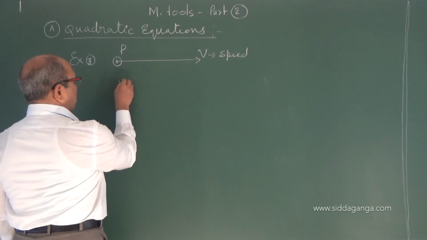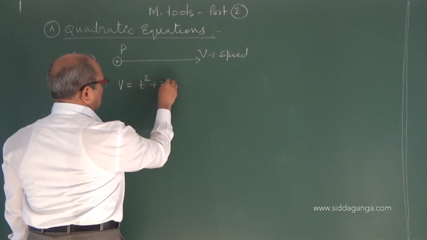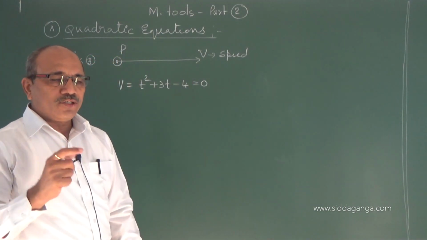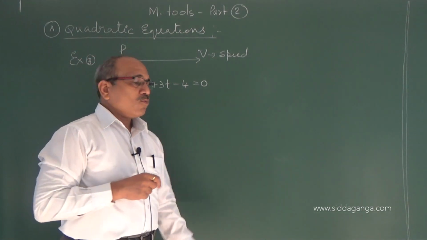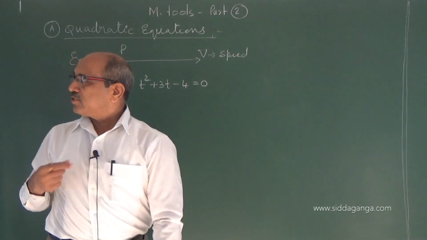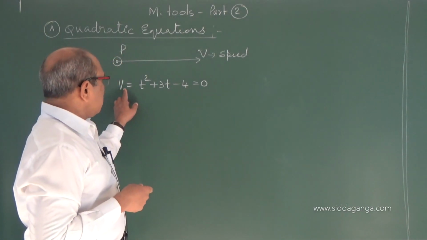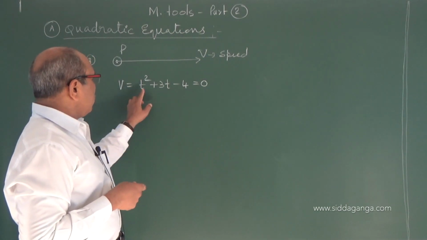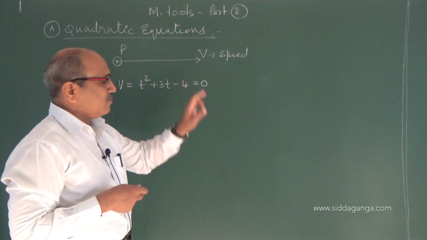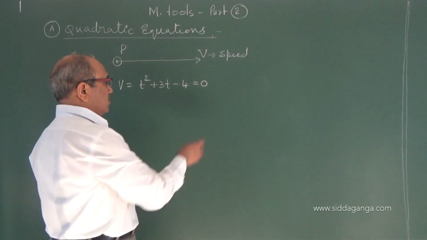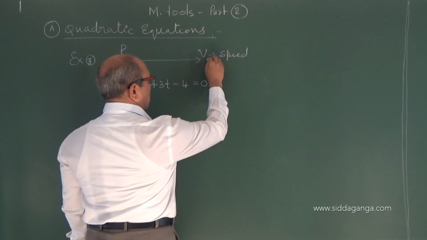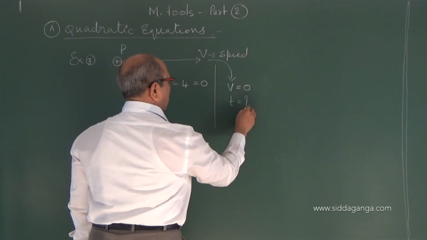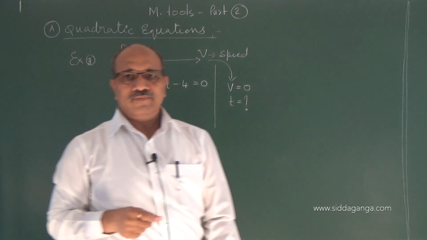So this speed is given by an equation t square plus 3t minus 4 equal to 0. You are seeing two variables here in physics. One is velocity, which is changing with respect to time. Velocity is a function of time. With respect to time, it varies with the relation t square plus 3t minus 4. What is the question here? At what time should this velocity of the particle momentarily become 0? I hope you have understood the question.